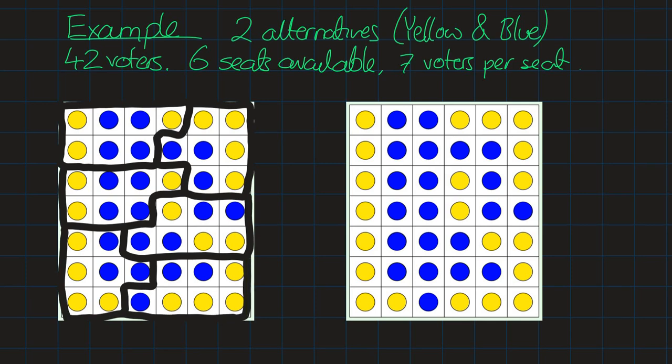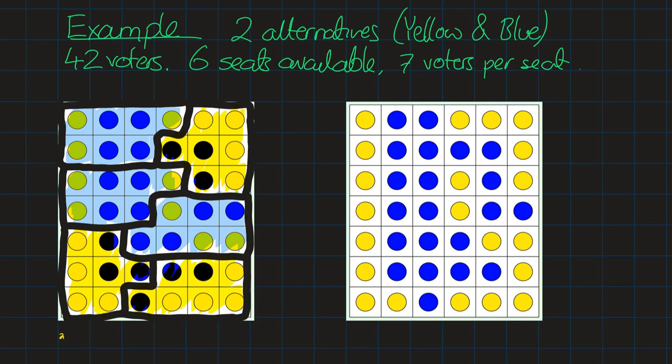If I district like this, how many seats did yellow win? If we look at the first top left one, yellow has 3, blue has 4, so blue wins this one. The one underneath it, yellow has 3, blue has 4, so blue wins this one as well. The one underneath that, yellow has 4, blue has 3, so yellow wins. The top right, yellow has 4, blue has 3, so yellow wins. The one underneath, yellow has 3 and blue has 4, so blue wins. And the bottom one, blue has 3 and yellow has 4, so yellow wins.